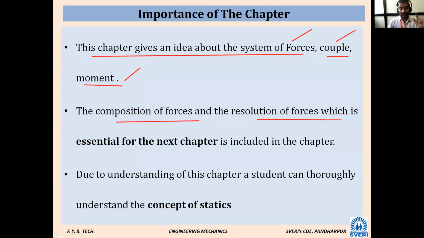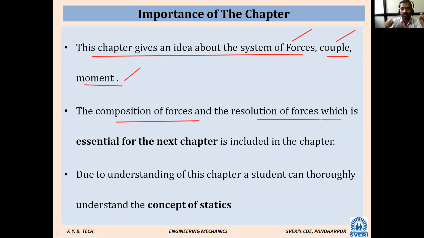Resolution means... now see, resultant means what I just said. It is the effect produced from the individual forces. That effect is called the resultant. Now, resolution means finding the individual forces from the resultant.